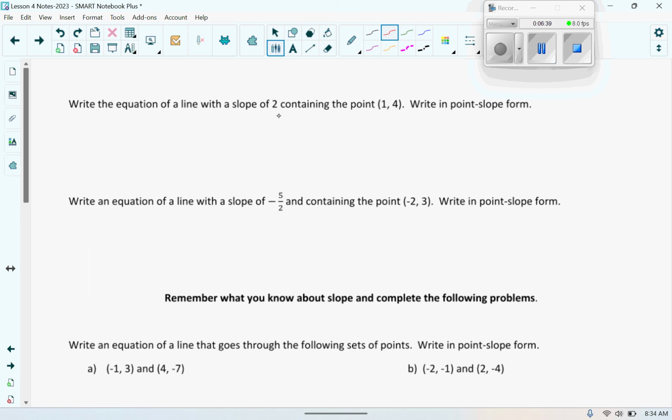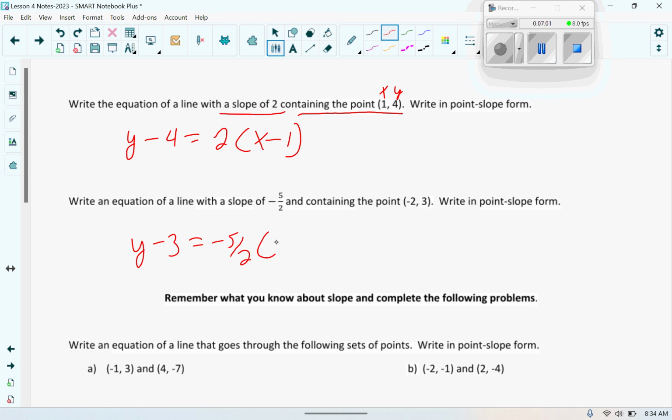Write the equation of a line with a slope of 2 containing the point (1, 4). So I'm literally going to say, and make sure you don't get these crisscrossed, y minus 4 is equal to 2 times x minus 1. Like that, easy peasy. Let's do the next one. Y minus 3 is equal to -5/2 times x plus 2.